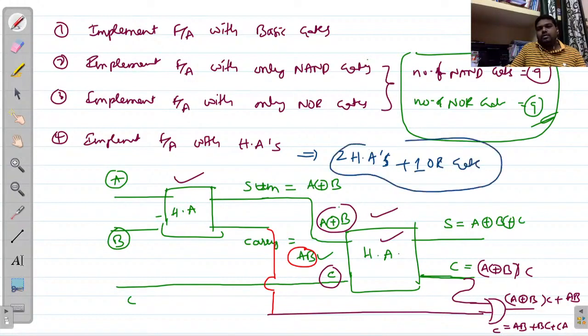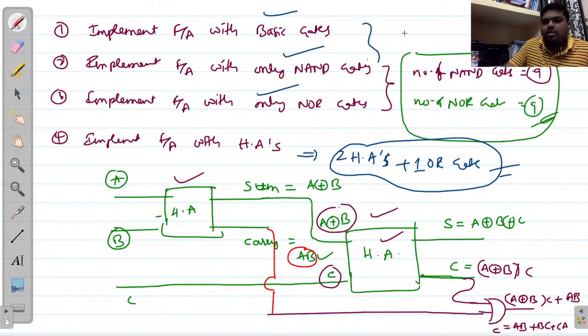Okay, so these all are entrance related questions. So you can solve these three questions: implement full adder with basic gates, implement full adder with only NAND gates, implement full adder with only NOR gates. Okay, these three you have to solve.